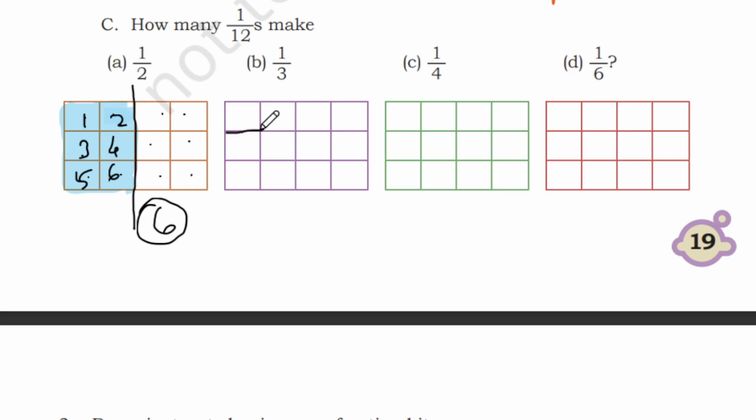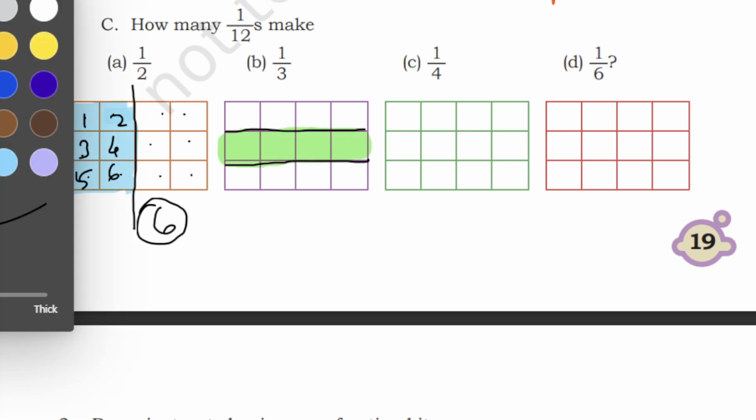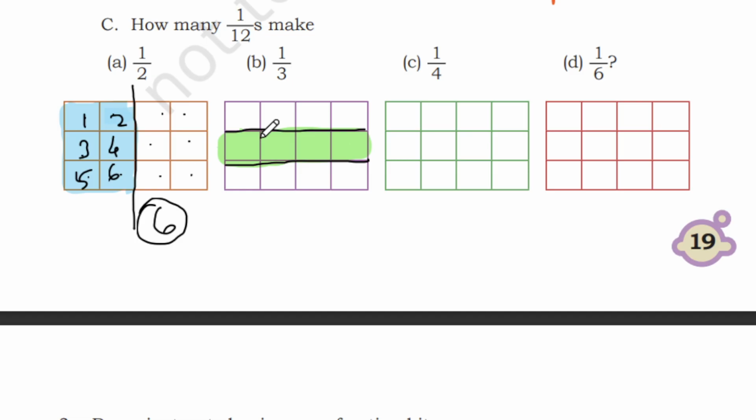Okay, next 1 by 3. So 1 by 3 we can divide like this. And I'm shading the middle part in green color. Okay, and here how many 1 by 12 do we have? 1, 2, 3, 4. So we have 4.